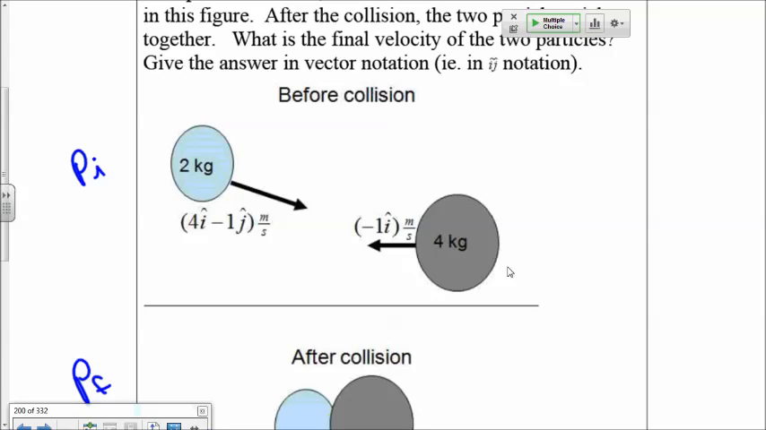Right, there's only one V final, so both particles move at the same speed and in the same direction. And this type of collision is an inelastic collision, or specifically a perfectly inelastic collision.